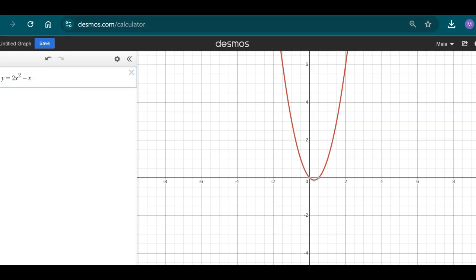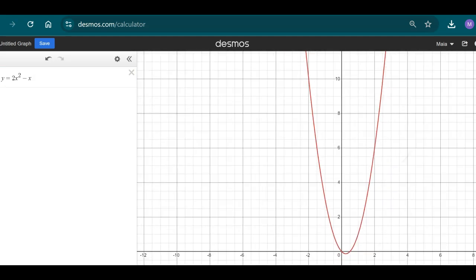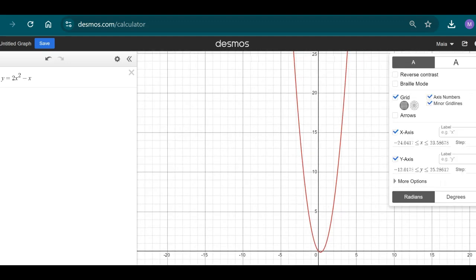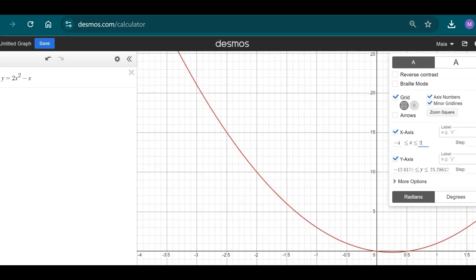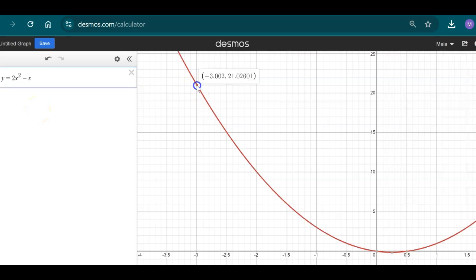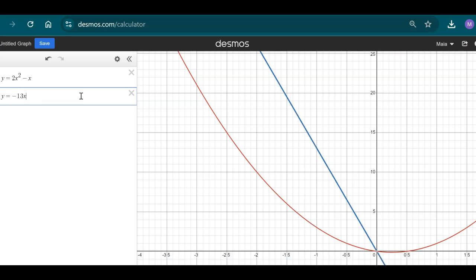We want to be able to see -3, 21. I'm going to adjust just my x-axis for a minute. We really only need -4 to, I don't know, 2-ish. Okay, so -3, yep, I can see it now. There's the point that I'm interested in, right around there. And then the tangent line that I found was y equals -13x minus 18. And that looks pretty fantastic, actually.